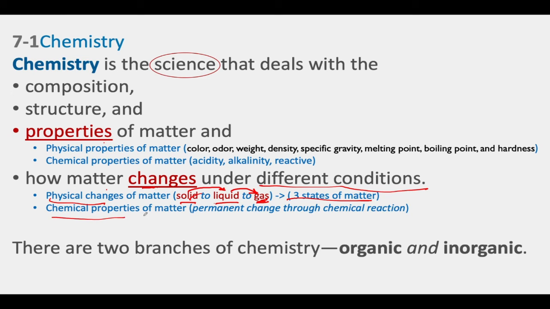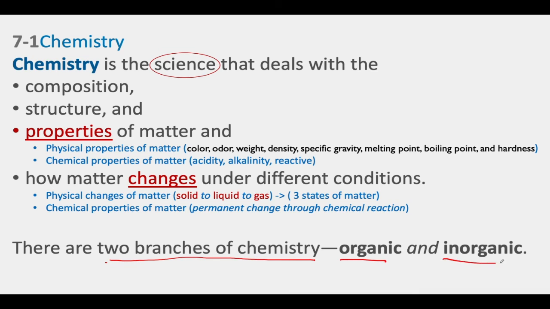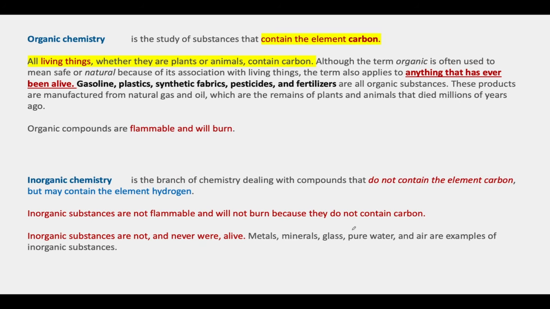But in the chemical properties, when we have changes in the chemical properties, that's a permanent change through chemical reactions. And so when something reacts, two molecules react, they generate a third one. And oxidation is a great example of that as well. We'll take a look at some pictures in that manner. Then the other topic that 7-1 talked about, there's two branches of chemistry. There's organic and inorganic. Let's take a look at that.